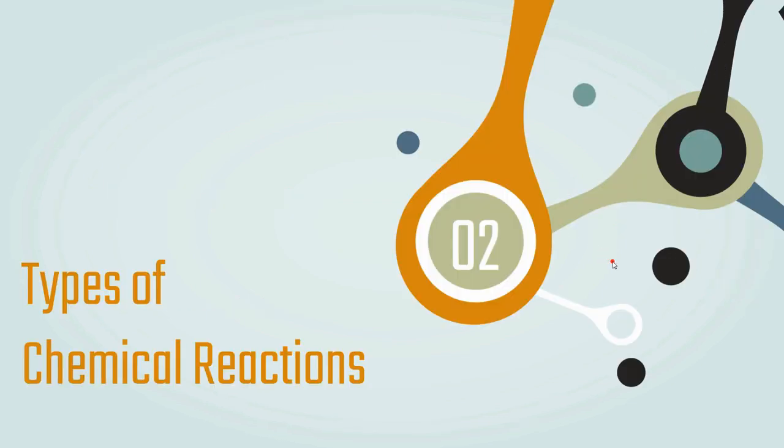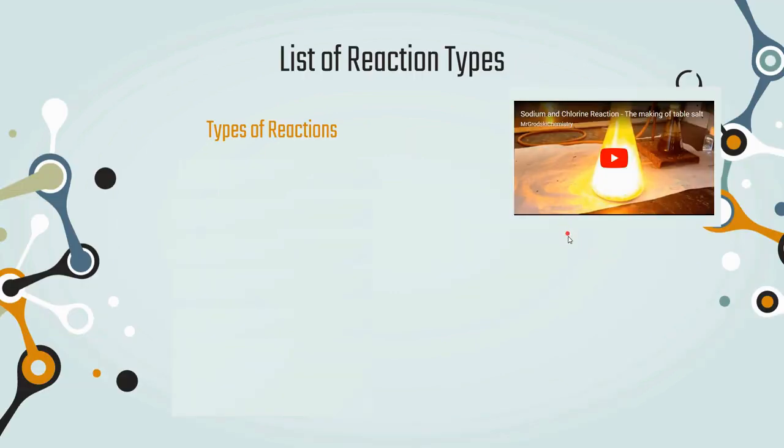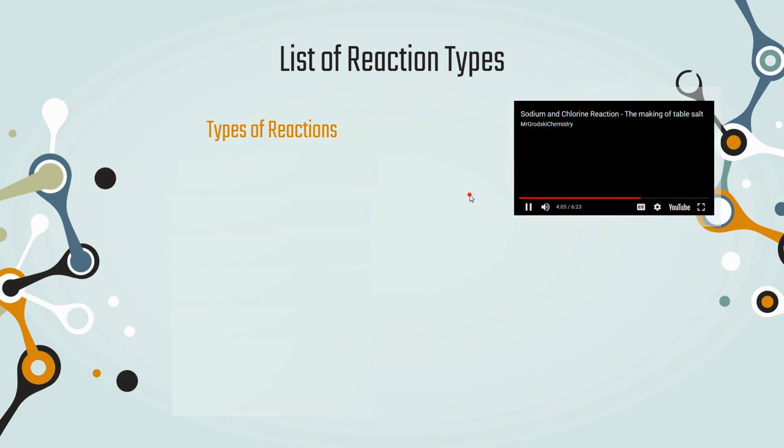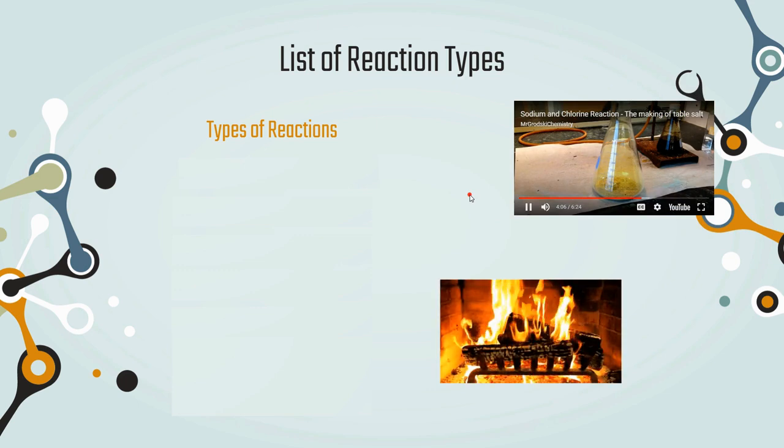All right, that's enough of that background information. Now let's talk about types of chemical reactions. We have 5 types of reactions that we'll go over, and they encompass a few different things. I have 3 reactions on the right here.